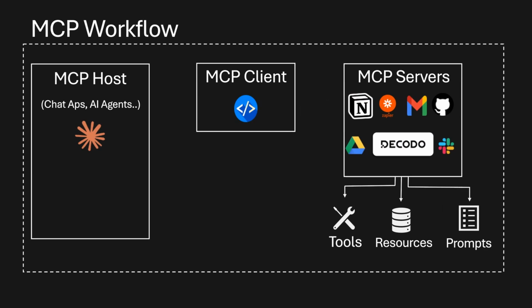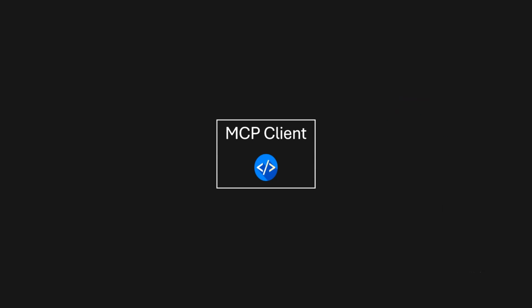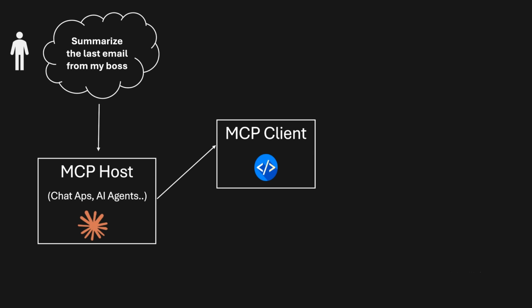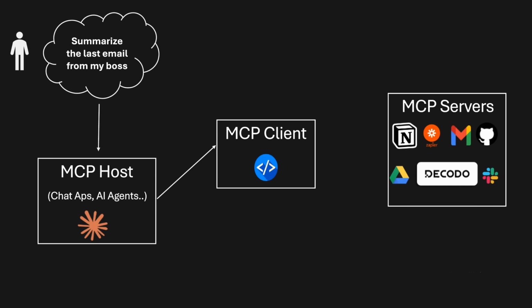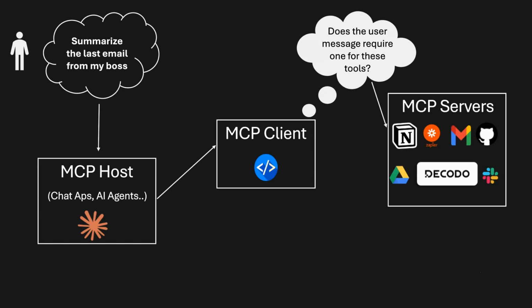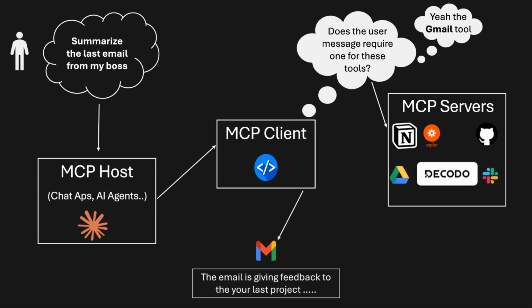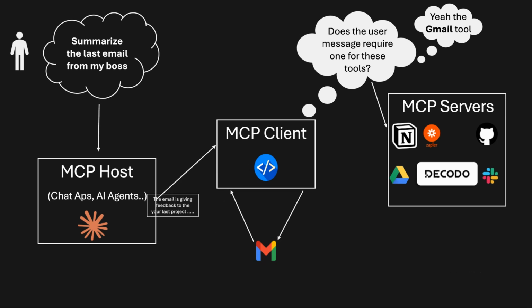Last but not least is the client, which acts as the bridge between the host and the servers. When a user sends a message, the client helps decide whether any external tools or servers are needed to fulfill the request. If so, the client sends the necessary input to the right server, waits for the result, and passes it back to the host. This allows the host to do tasks and to generate smarter responses using the external context provided by those tools.